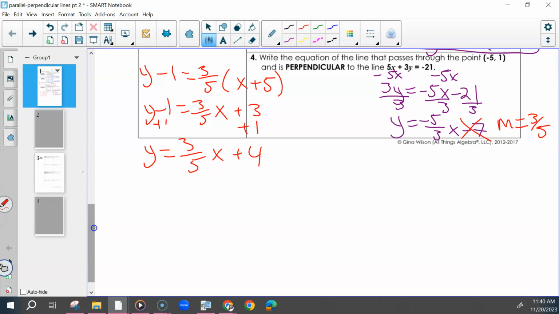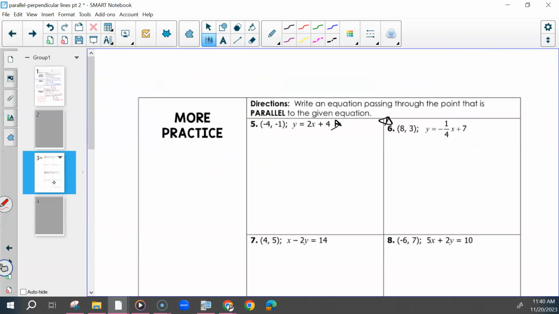Look on the back. Are there any you want to see me go over, or have questions on, on the back of that page, I should say? Someone else with more practice. 6.